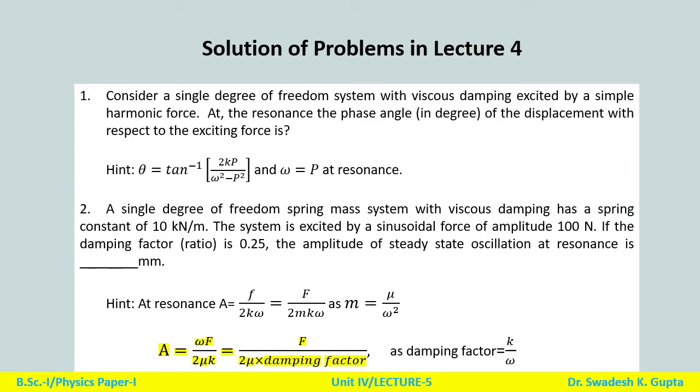So this is the solution of the problem of lecture 4. For the first one, the phase angle we can get by this equation, putting the condition omega is equal to p.